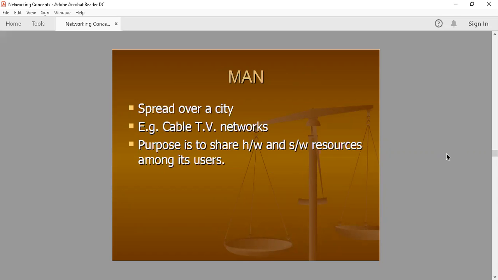MAN, Metropolitan Area Network, spreads over a city. It means they will have 4 to 5 branches or 8 to 10 branches across the city. For example, if we take cable TV networks, the purpose is to share hardware and software resources among its users. Some X brand cable service throughout the city, so they are having multiple offices with multiple channels. They are able to communicate, spreading over a city.